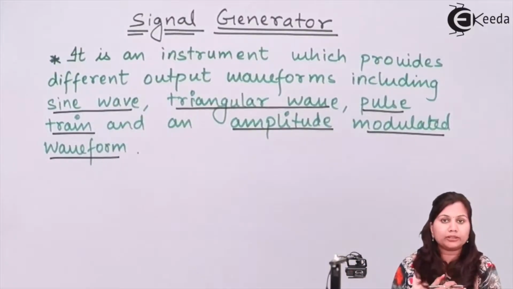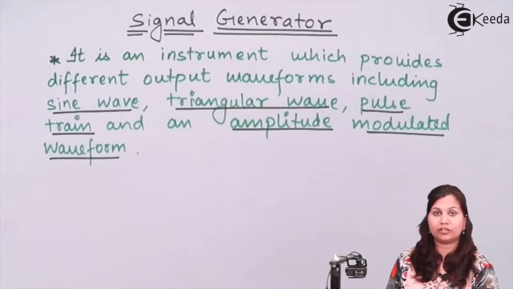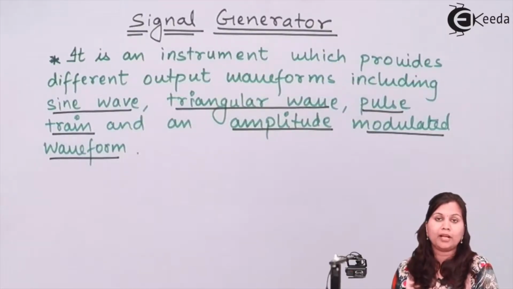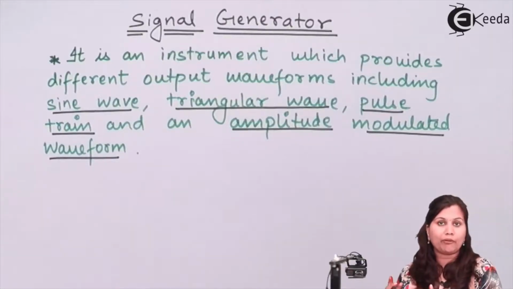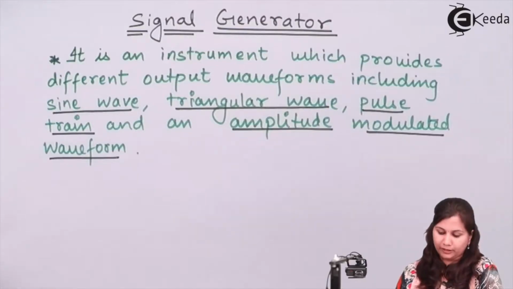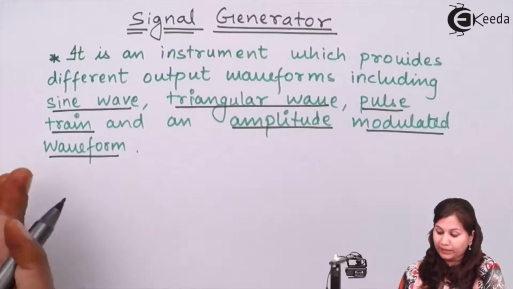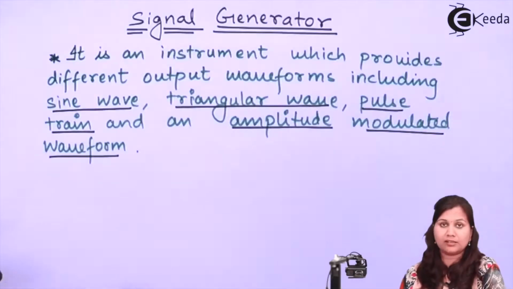So depending upon the type of waveform provided by the signal generator, they are of different types like function generator, sweep frequency generator, audio frequency generator, pulse generator. So depending upon the type of waveform, there are different types of signal generators. Now what is the use of these signal generators? Because they provide these various types of signals, these signals are used for testing the various electronic circuits in the laboratories.